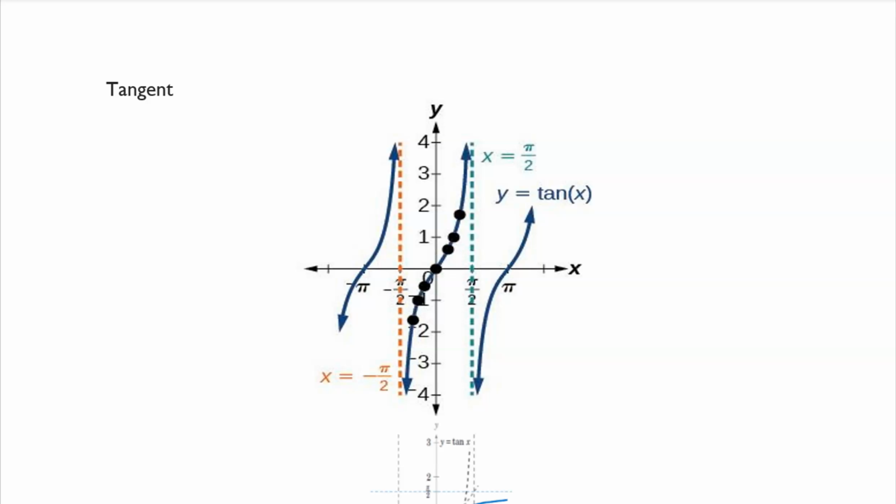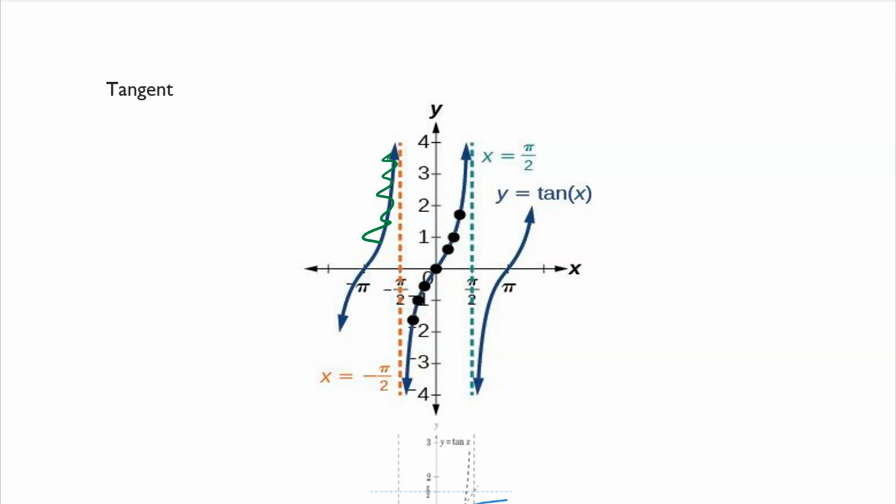Let's go ahead and talk about tangent. So now we want to find and create our inverse tangent function. But as it stands, if you look at the graph here of tangent, it is not one-to-one because if I drew a horizontal line, it would intersect the graph of the function at multiple locations.